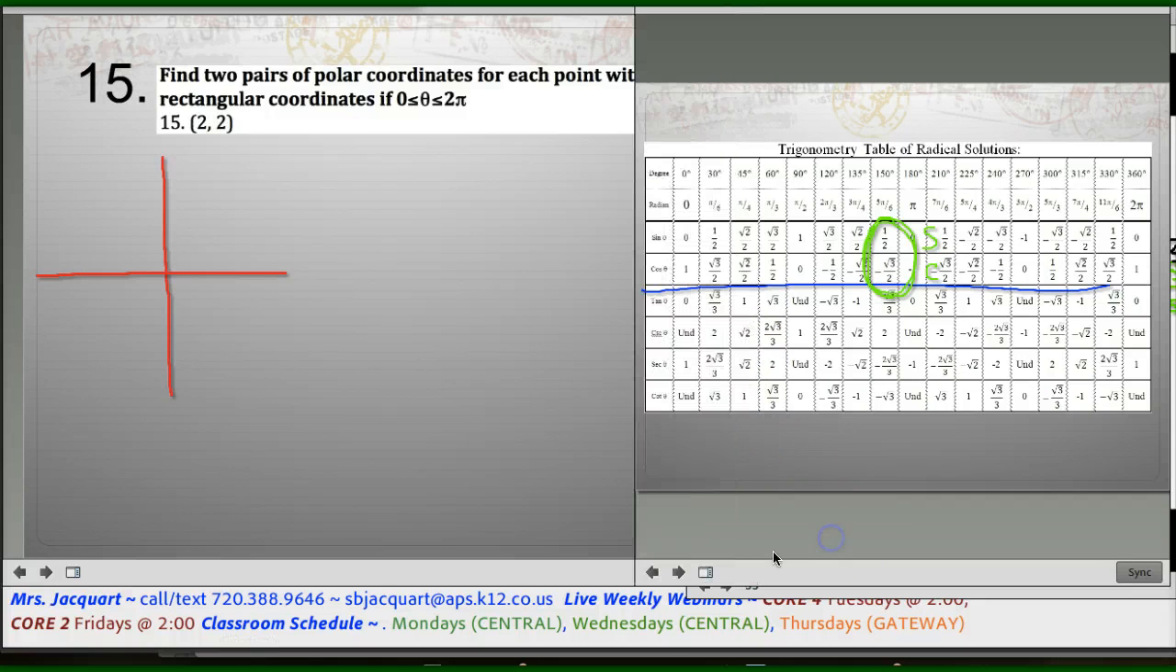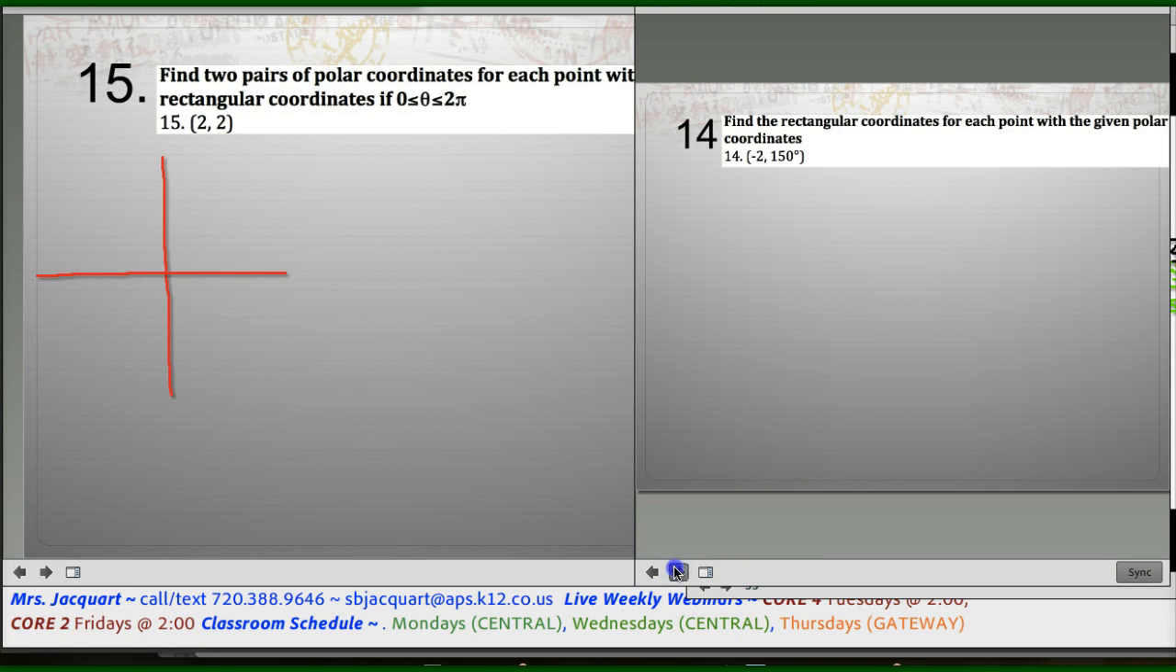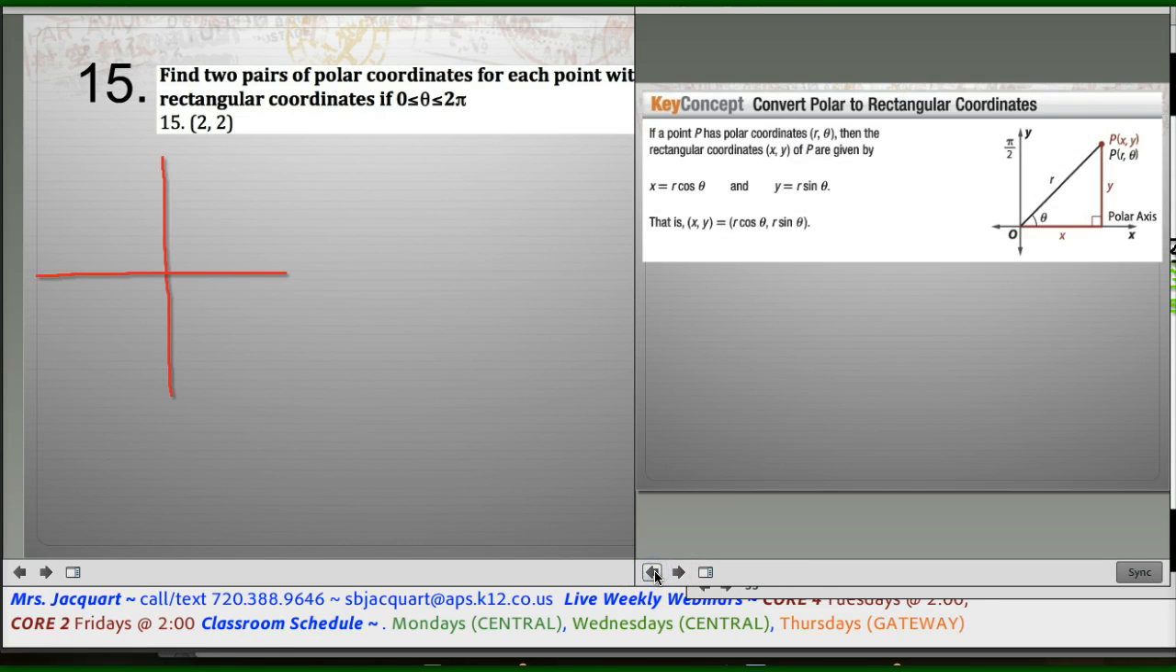So let's come back to this page. It's going to be useful. Let's come back to here. Over 2, up 2. So this is where my point is. So my polar coordinate I need to get to is there. So we need to figure out theta, and we need to figure out this distance. You ready? Okay, so r equals the square root of 2 squared plus 2 squared. So r equals square root of 8. I'm going to go ahead and write this as 2 square root 2.